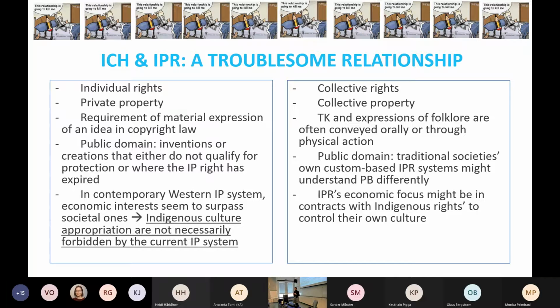So there are several issues, and I won't mention them all, but keep in mind this starting point. IPR seems like a nice way to protect cultural heritage in general, but at the same time, when we speak about indigenous cultural heritage, it doesn't work very well. So that's already not a good starting point.